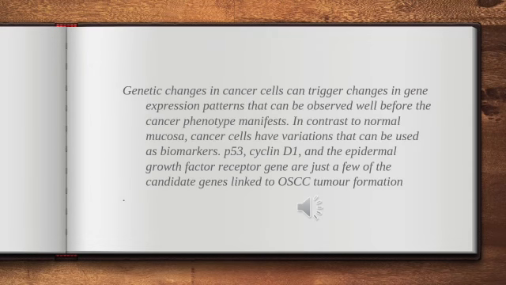Genetic changes in cancer cells can trigger changes in gene expression patterns that can be observed well before the cancer phenotype manifests. In contrast to normal mucosa, cancer cells have variations that can be used as biomarkers. P53, cyclin D1, and the epidermal growth factor receptor gene are just a few of the candidate genes linked to OSCC tumor formation.